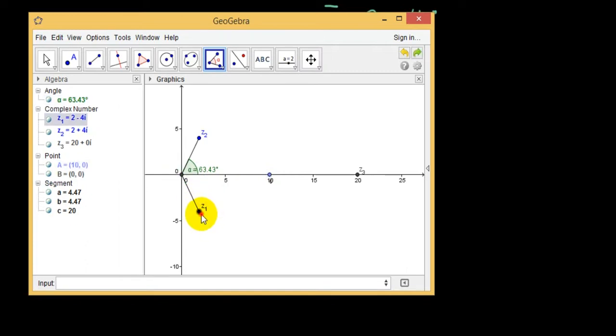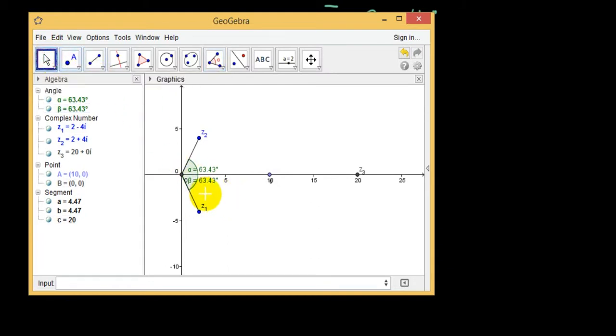Oops, just let me draw it the other way. So both of these angles are 63.43, but one is anti-clockwise from the horizontal and the other one is clockwise. So therefore this angle here, 63.43, is actually negative. So when we multiply two complex numbers together, we add their angles.